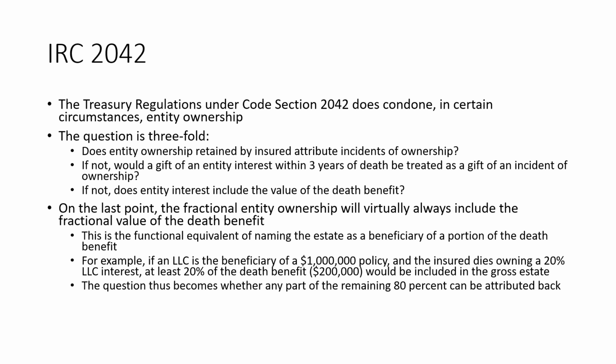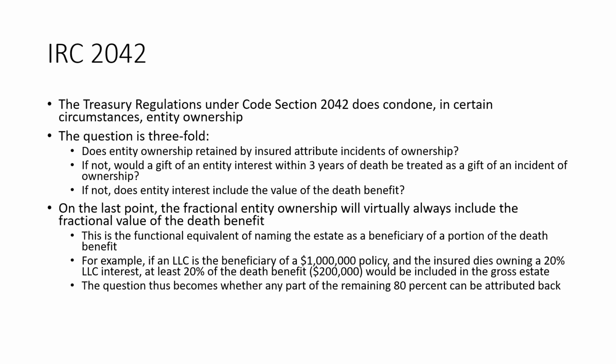Now, as an expansion of our three issues where the estate tax could apply to the death benefit, there's really three questions we have to look at here too. One is whether entity ownership that's retained by the insured would attribute incidents of ownership back to the insured such that 100% of the policy proceeds are taxable in the estate. And if not, would a gift of an entity interest within 3 years of death, especially a controlling interest, be treated as a gift of incidents of ownership? Then, assuming neither of those apply, would the entity interest include at least a fractional value of the death benefit?